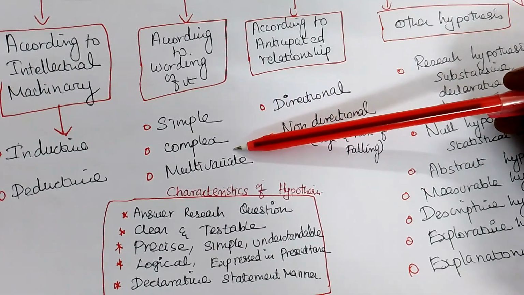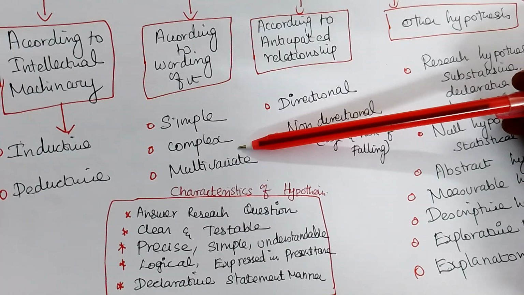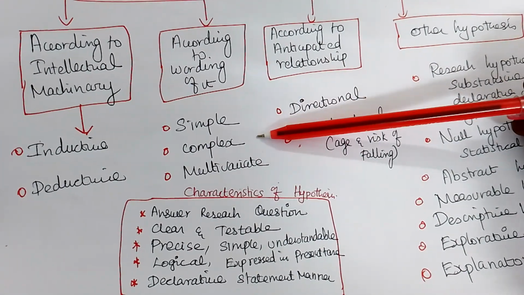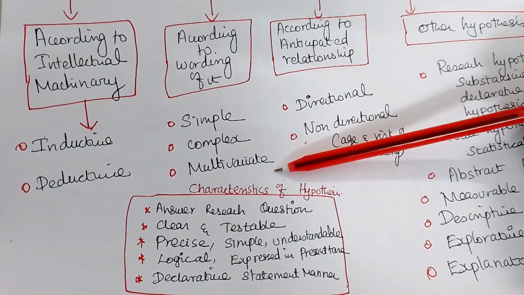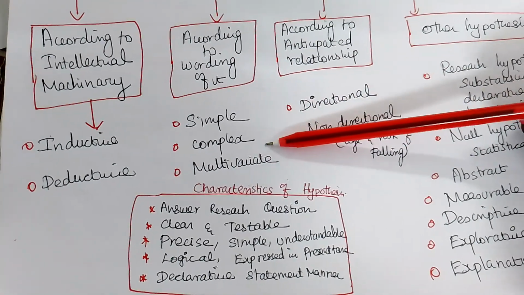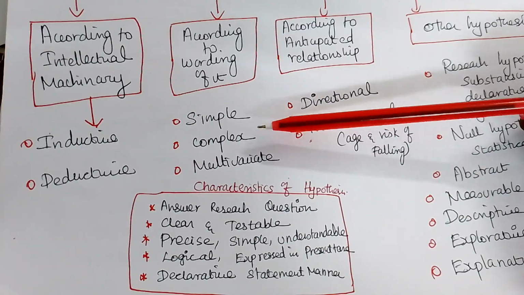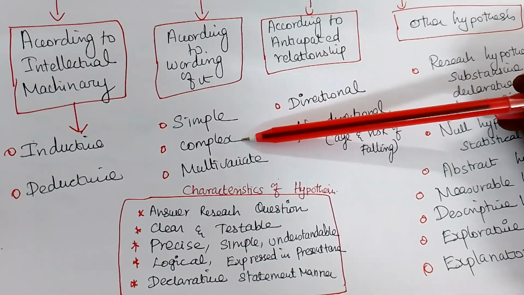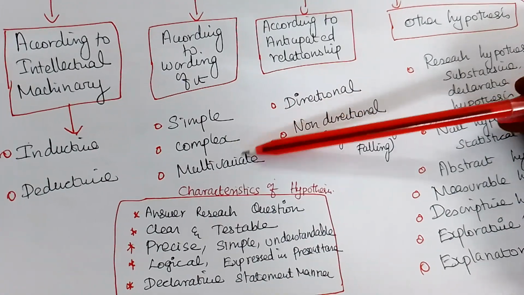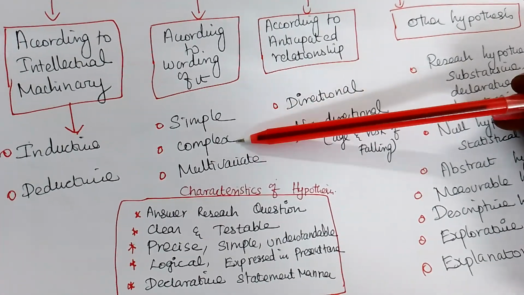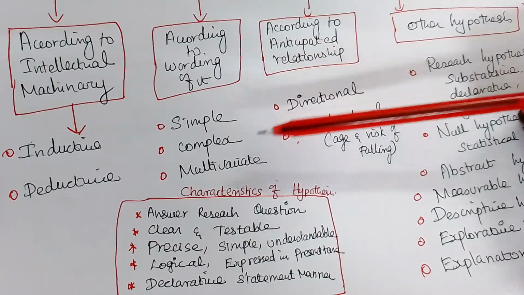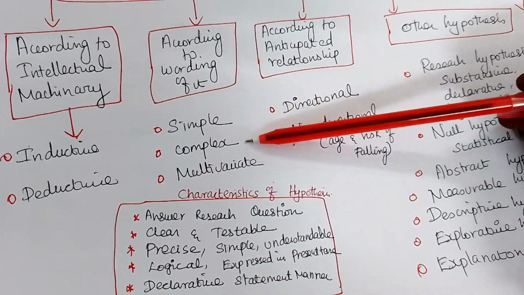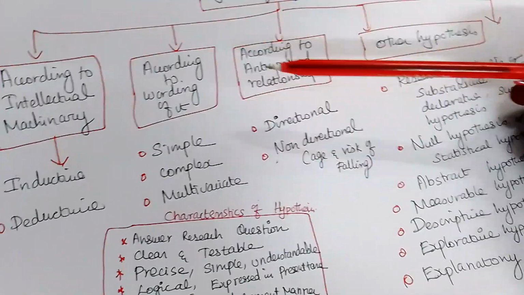A complex hypothesis may have one dependent variable and many independent variables, or one independent variable and two dependent variables. Many things are involved, so it is complex. For any disease, for example, smoking, lung cancer, coronary heart disease, isn't it? Or causing mental depression or affecting the health. So it is complex in many ways.